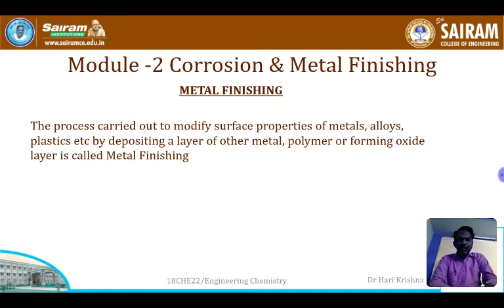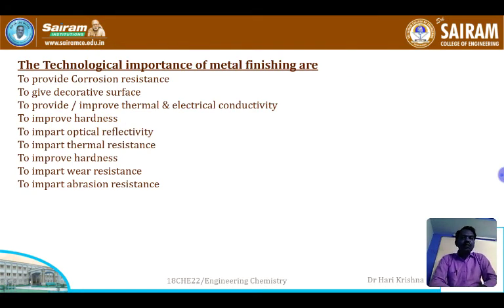So as the definition says, the process carried out to modify surface properties of metals, alloys, plastics, etc. by depositing another metal, polymer or forming oxide layer is called metal finishing. So let us see what are the technological importance of this metal finishing. The technological importance of the metal finishing is mainly corrosion resistance.